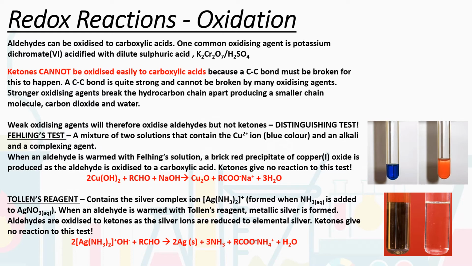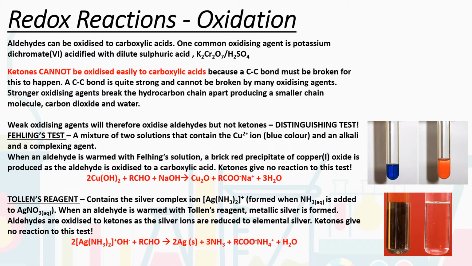What can break it is a much stronger oxidizing agent than the potassium dichromate. But what this tends to do is break the hydrocarbon chain apart, and produces smaller chain molecules, carbon dioxide and water. So that's not the reactivity we wanted if you wanted to oxidize it up to a carboxylic acid. So weak oxidizing agents will oxidize aldehydes, but they won't oxidize ketones. And this is the reason for one of these distinguishing tests, how we can distinguish if we have two unknown samples, one of them an aldehyde, one of them a ketone, which one is which.